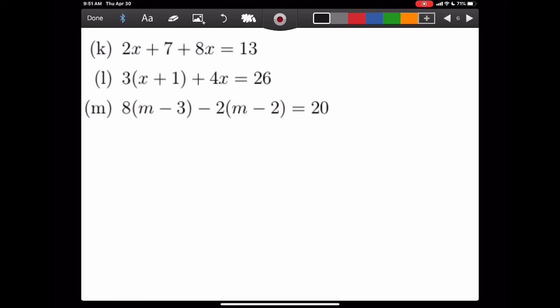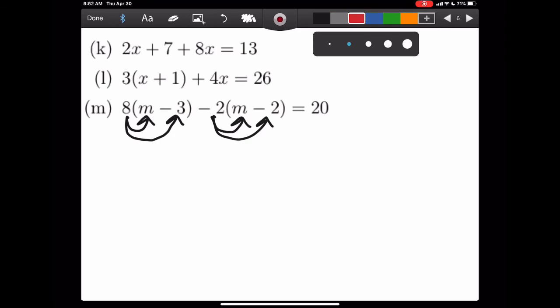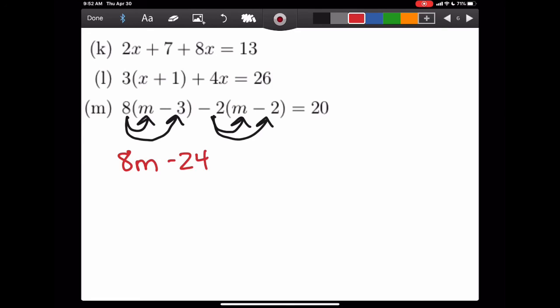I am going to distribute this 8, and I'm going to distribute this negative 2 before I do anything else. So 8 times M will give me 8M. 8 times a negative 3 will give me a negative 24. So 8M minus 24. Negative 2 times M will give me a negative 2M. Negative 2 times a negative 2 will give me a positive 4. And everything is equal to 20.